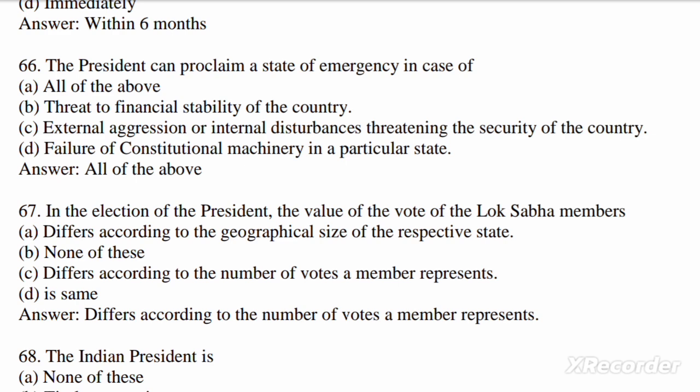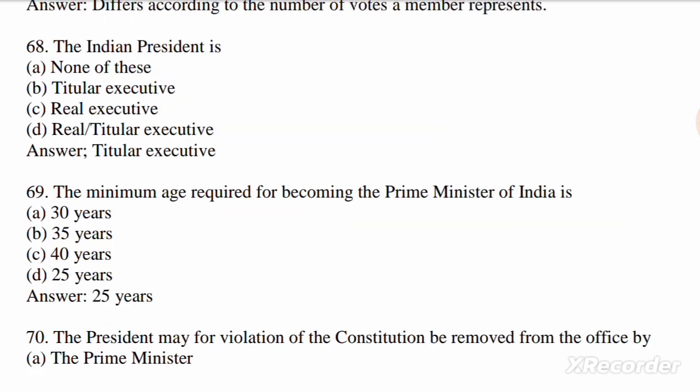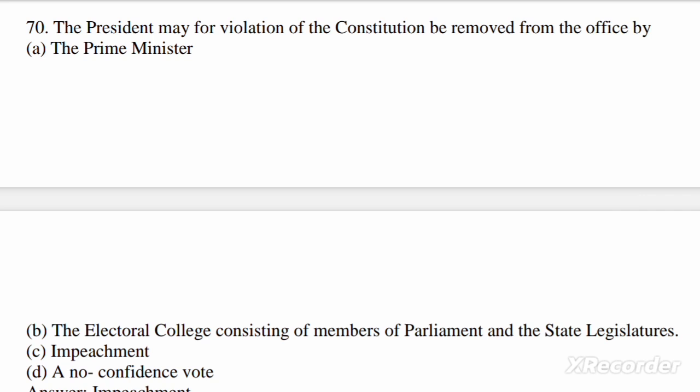67. In the election of the President, the value of the vote of the Lok Sabha members differs according to the number of votes a member represents. 68. The Indian President is titular executive. 69. The minimum age required for becoming the Prime Minister of India is 25 years. 70. The President may, for violation of the Constitution, be removed from the office by impeachment.